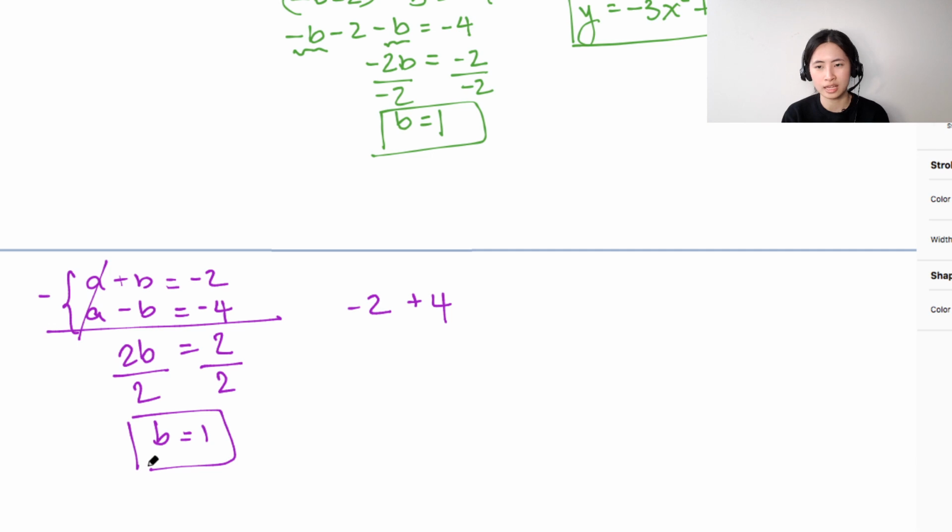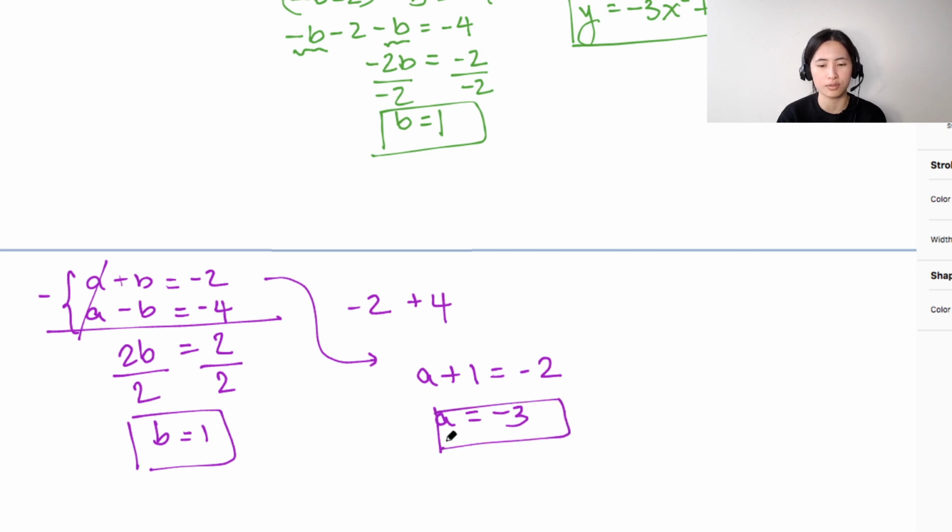Maybe we can find the next variable, which is a. So remember what I said: if you have b, all you have to do is plug in your 1. So I'm taking equation 1. I'm saying, okay, a is what we're looking for. Then we have plus 1, which is equal to negative 2. Then I have a, which is equal to negative 2, then minus 1, so this is negative 3. So I know that a must be negative 3.